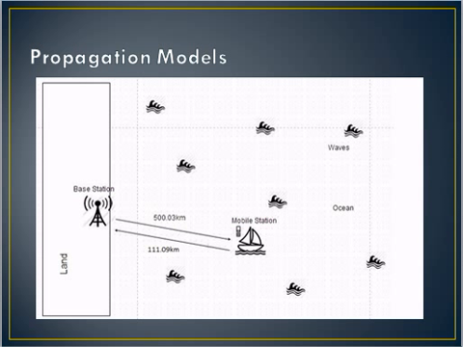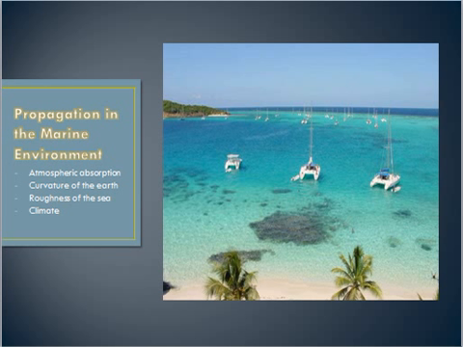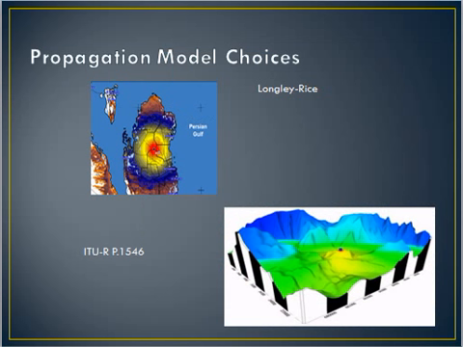The project highlights and compares 4 different propagation models for the marine environment: free space path loss, Okamura-Hata, ITU-R P.1546, and Longley-Rice. Factors that affect such propagation include atmospheric absorption, curvature of the Earth, roughness of the sea, and climate. The 2 models that are applicable to the marine environment are Longley-Rice and ITU-R P.1546. This is because they account for reflection, refraction, and scattering, and are specific to sea propagation.